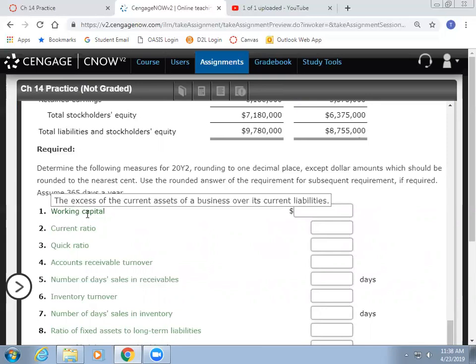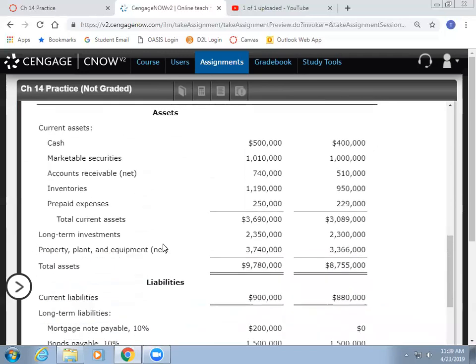So working capital, all it is, and it tells us, working capital is the excess of the current assets of a business over its current liabilities. So this is a measure of liquidity. How able are we to pay our short-term liabilities? So we're going to take our current assets and subtract out our current liabilities. So we hope this is a positive number. We hope that our current assets are more than our current liabilities. Well, those both are found on the balance sheet.